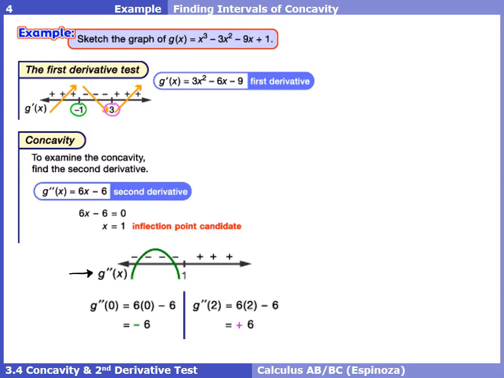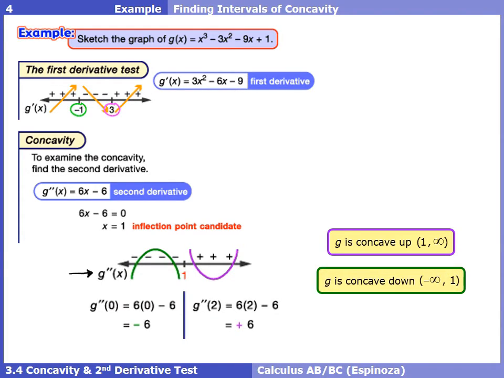If we have a negative second derivative, we know that graph, or that piece of the graph, will be concave down. We don't label the positive with an arrow going up. It's a second derivative sign chart, so if it's positive, we label that with a concave up graph. So let's go ahead and talk about where this graph is concave up and concave down. From 1 to infinity, our graph of g is concave up. From negative infinity to 1, our graph of g is concave down.